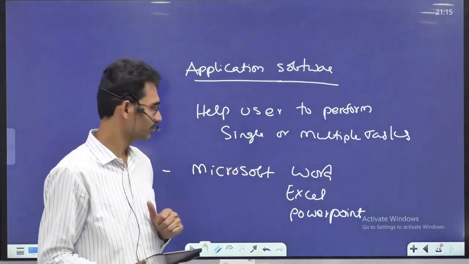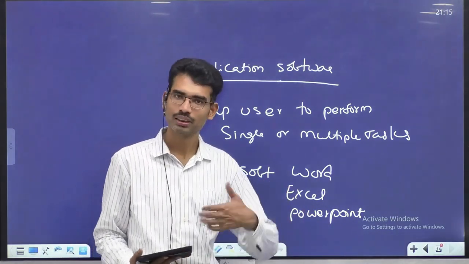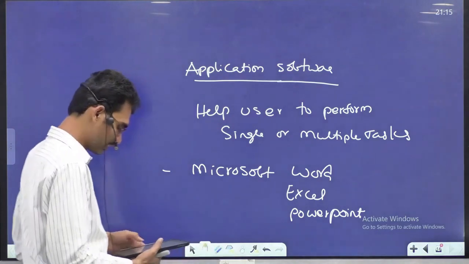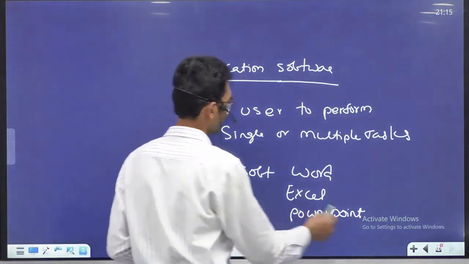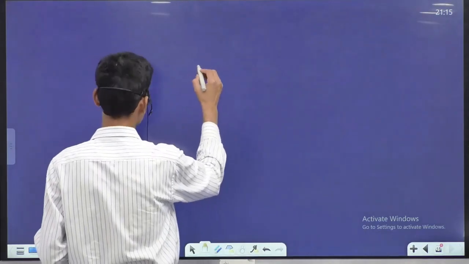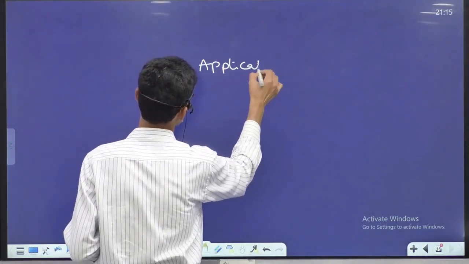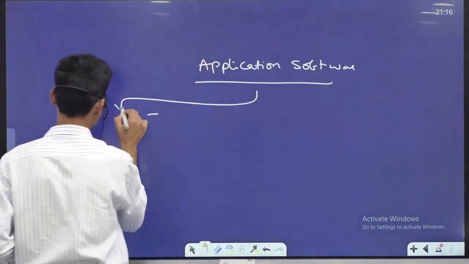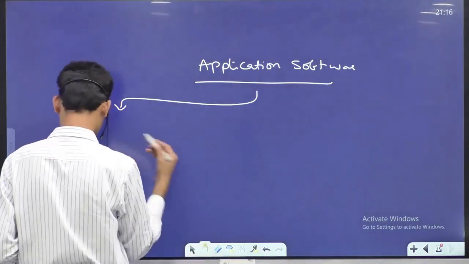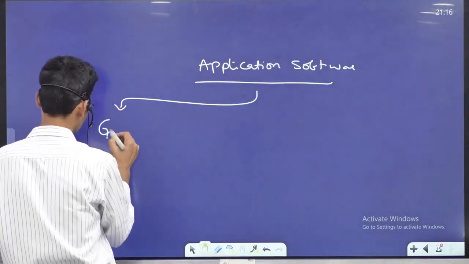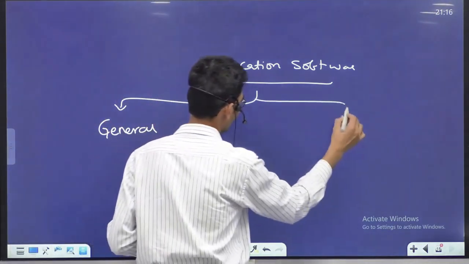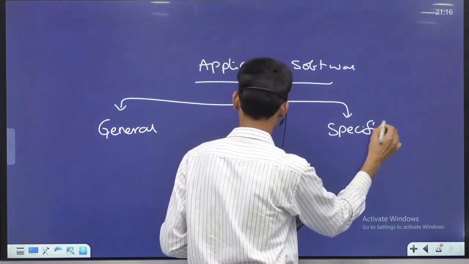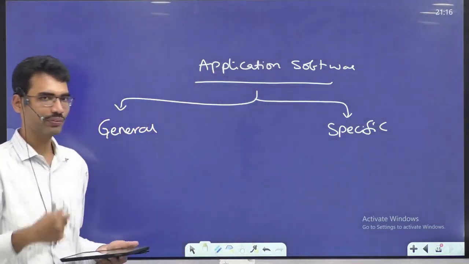Website is a kind of application. Word, Excel, PowerPoint. There are also different types of database applications. So based on this, we can have two types of application software. These are general, commonly used by anyone for any purpose. Second one, specific. General software or specific software.